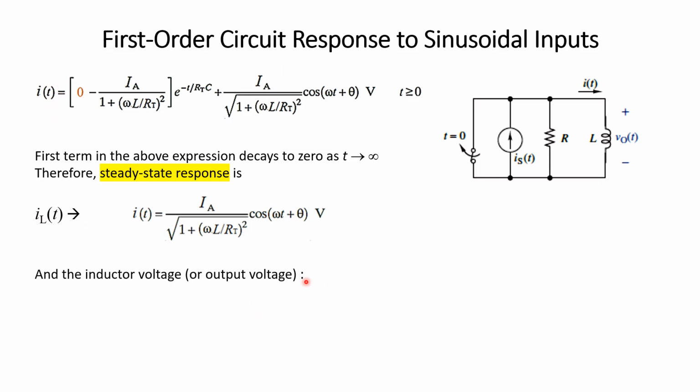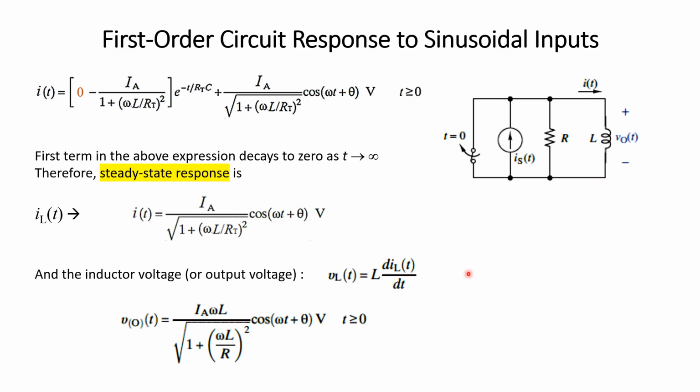And the inductor voltage, in this example, I have taken this example from the textbook, and we need to find the output voltage, which is the inductor voltage. You know that if we know the current, the inductor voltage can be determined, or vice versa, and the inductor voltage is L di by dt. As we know IL, if we differentiate IL with respect to time multiplied by L, we have this.